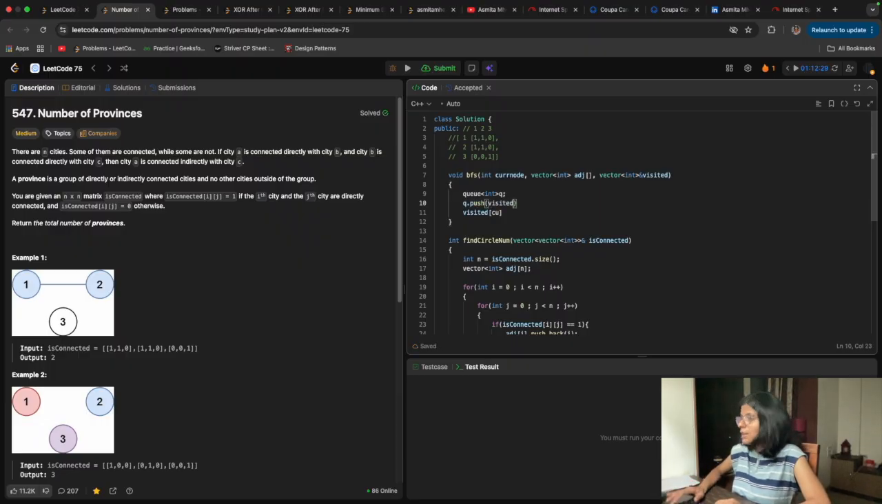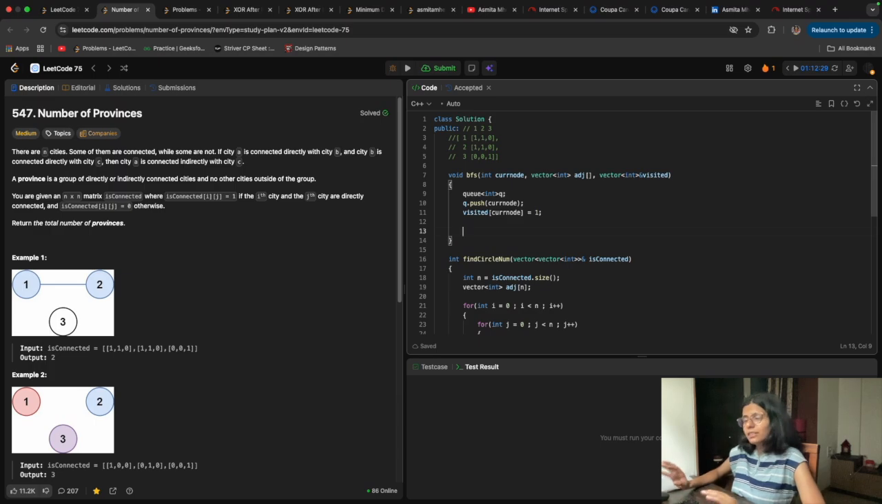Okay, it's visited, the current node. I push that node in the queue, and now I have visited that node. Basically, I will assume that I have visited a node whenever I am pushing that node in my queue. That is the BFS rule, and you can take it as a rule because it always works.